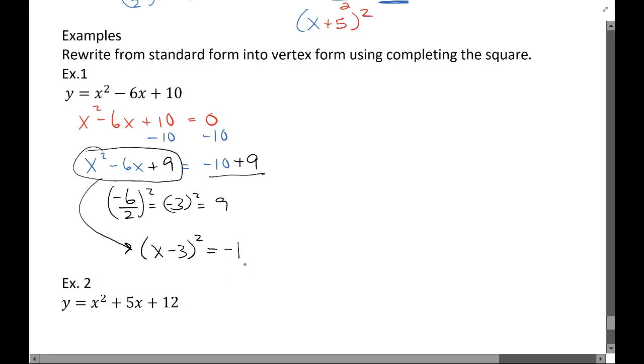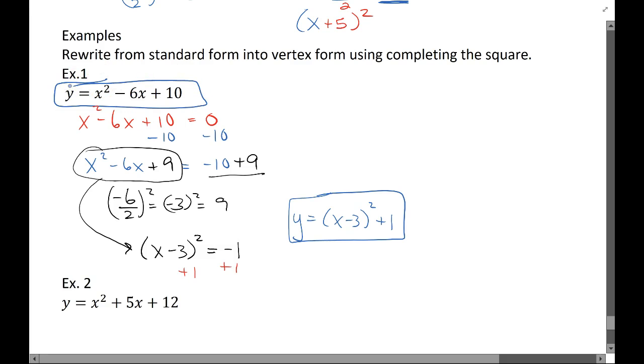Now, your equation started off as equal to y. We want to set it back equal to y. So we want to move the 1 back to the other side. So we're going to add 1 to the right to get rid of it. So we add 1 to the left, giving us the final equation of y equals x minus 3 squared plus 1. Now, if you take your graphing calculator and graph both of these equations and check your table out, you should see the same exact table.